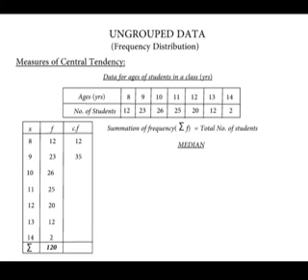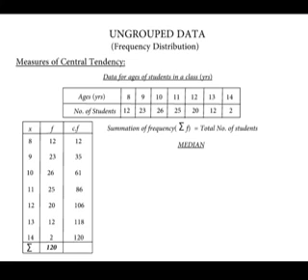To get the third cumulative frequency, we add 35 plus the next frequency, that is 26. That gives us 61. Then we proceed. 61 plus 25 gives us 86. 86 plus 20 is 106. 106 plus 12 is 118. 118 plus 2 is 120.